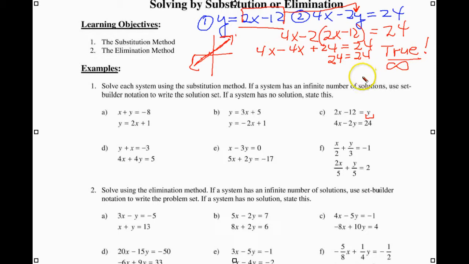So how do we write the answer? Well, we write the answer using set builder notation. It looks like this. We say (x, y) is such that, and we write either of these equations, 2x minus 12 equals y. Now we could have written the other one. You only have to write one.